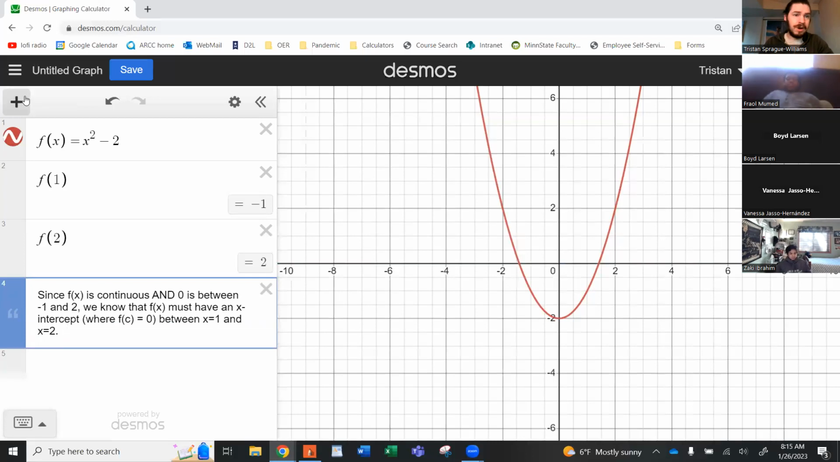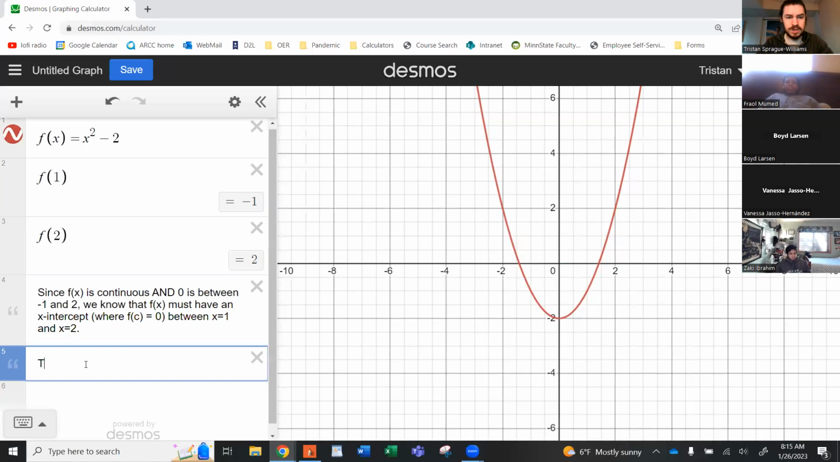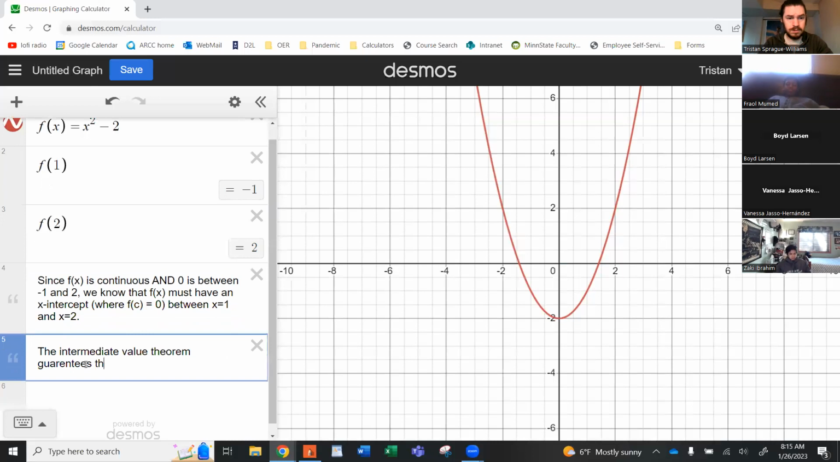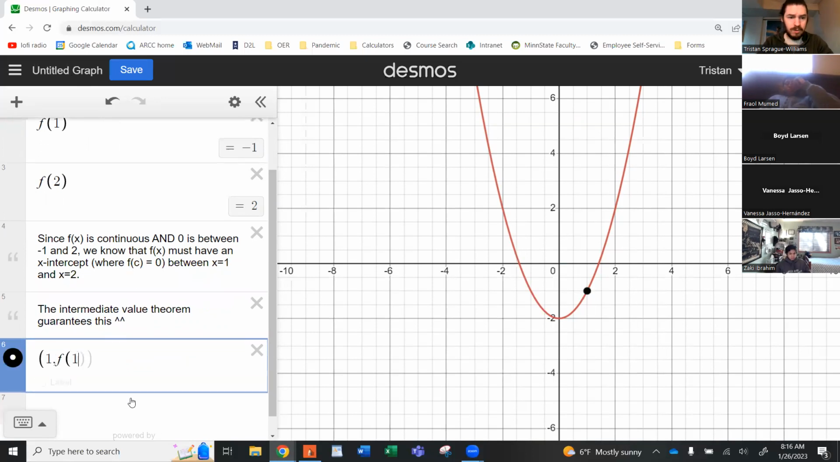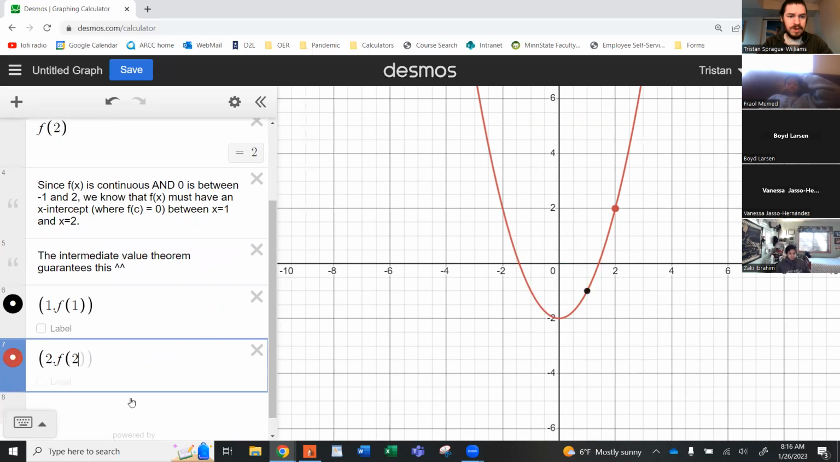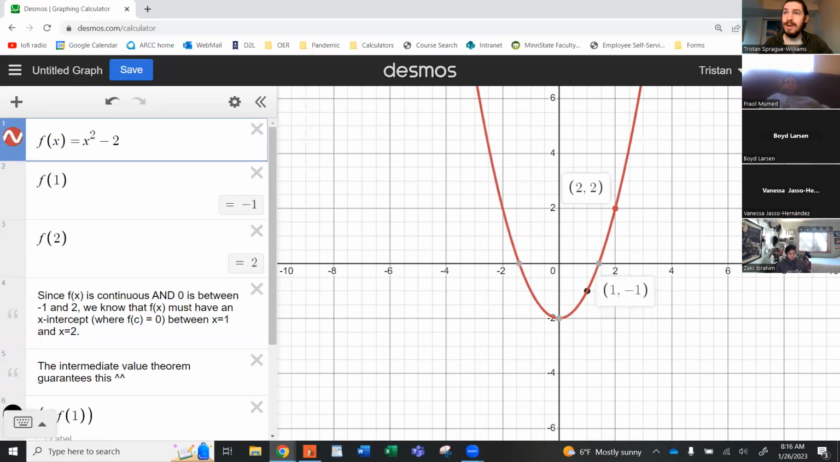And the intermediate value theorem is what guarantees this knowledge. Can't spell guarantees. You can sort of plot a couple of points on here, 1 comma f of 1 and 2 comma f of 2. One of them is below the x-axis, one of them is above the x-axis, and so the function must pass through the x-axis on the way there, somewhere in between.